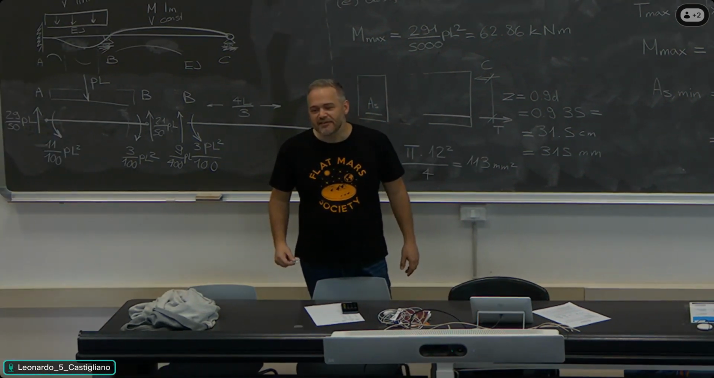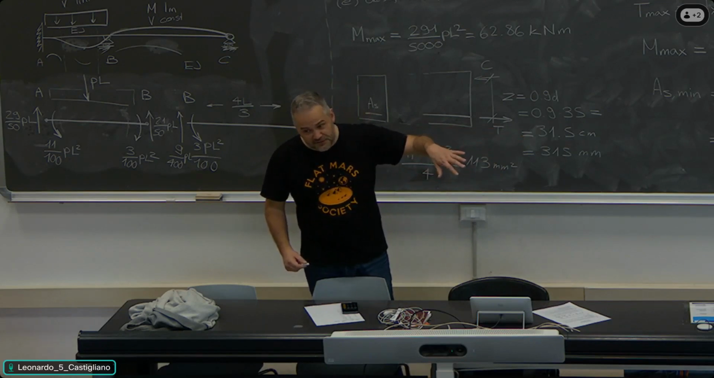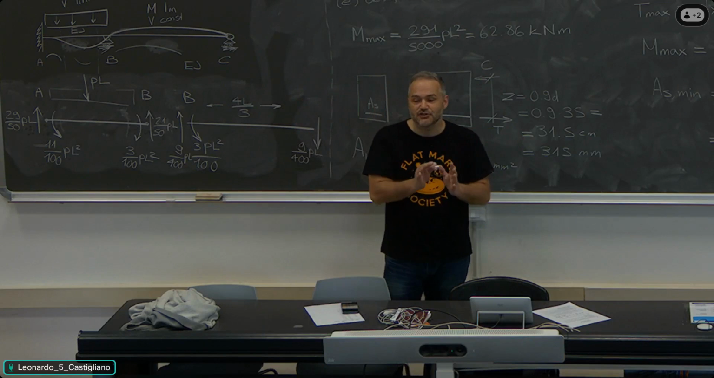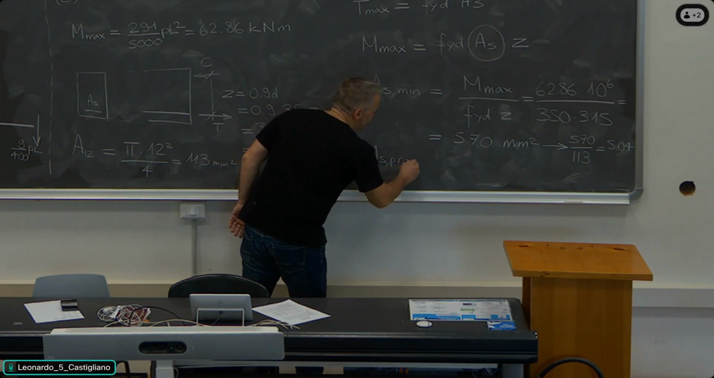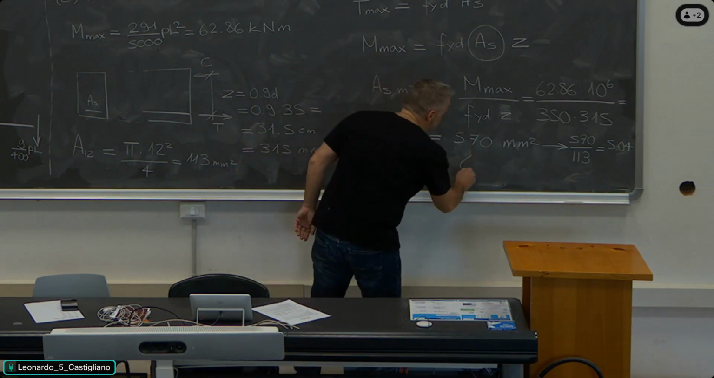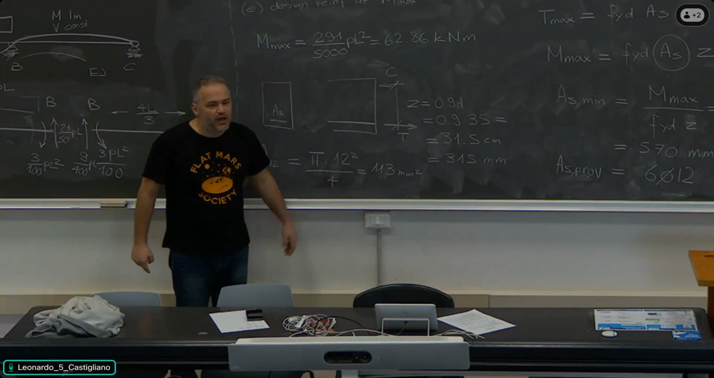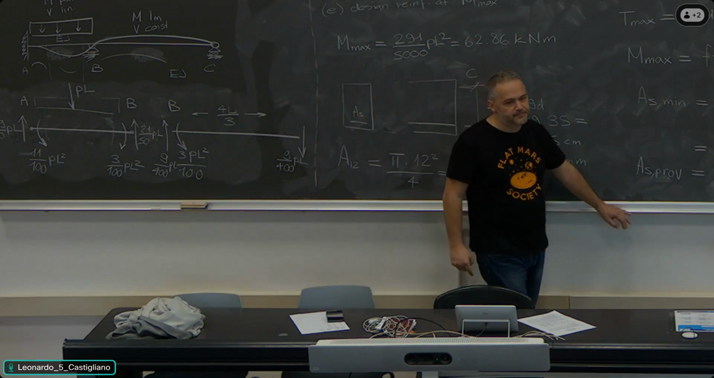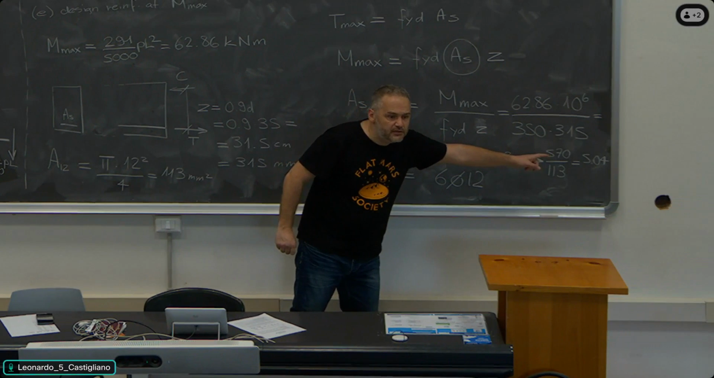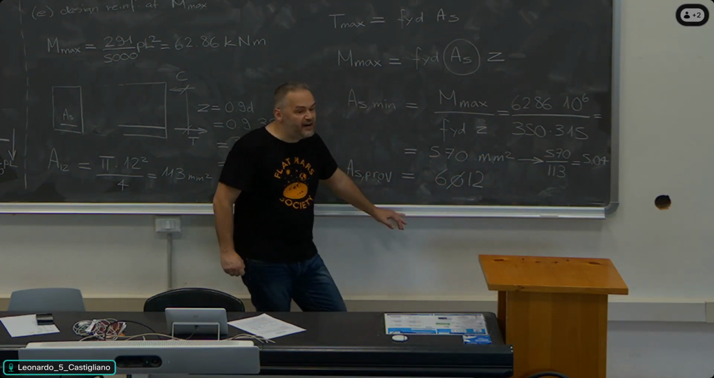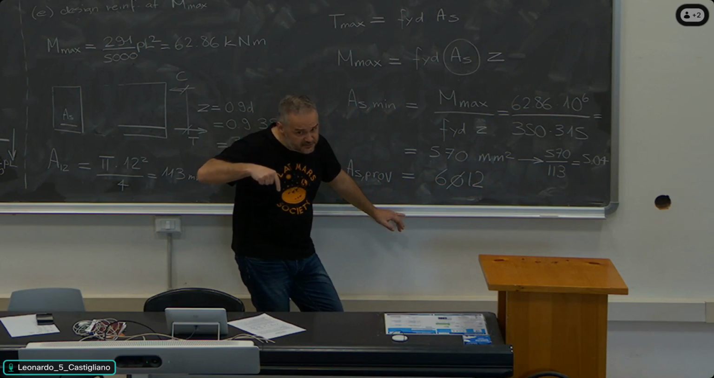So to be safe in any case, even if it's very close to 5.04, since I'm not doing any additional calculations, I will have to round this up to 6. So AS provided is equal to 6 phi 12, which means 6 rebars of 12 millimeters. Do you get it? 5.04 is very close to 5. I could put 5 here, but then I would have to do an additional calculation to check whether it's right. I could do it.